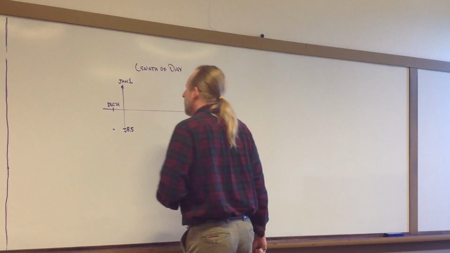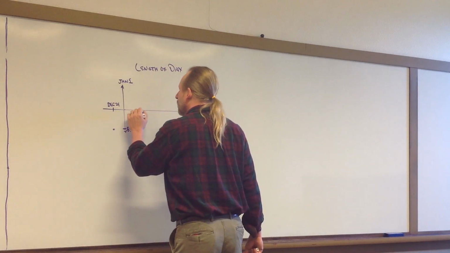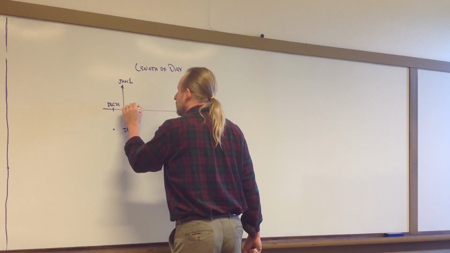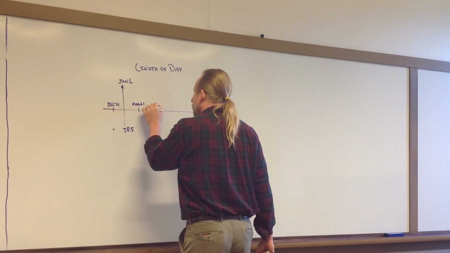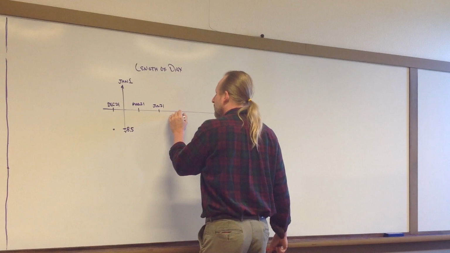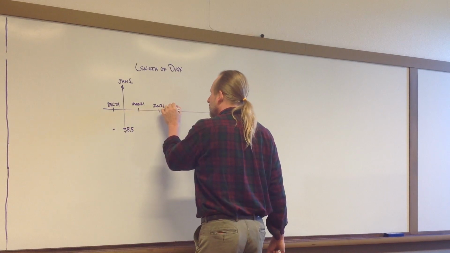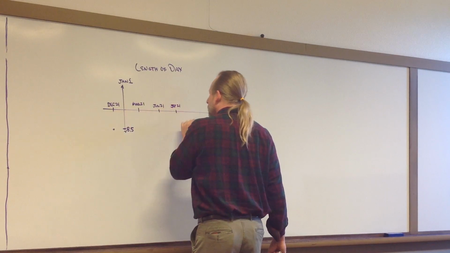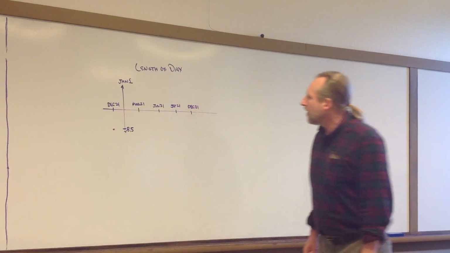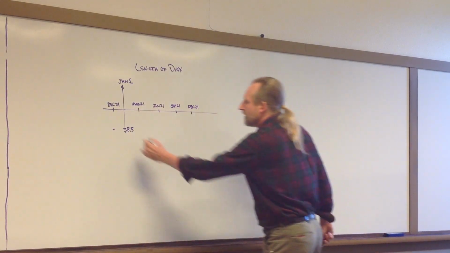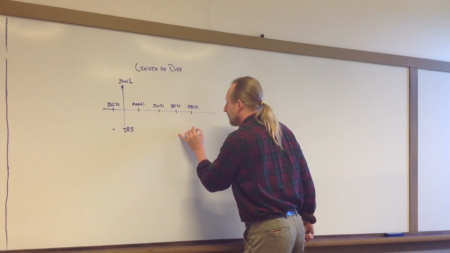Okay. And then over here somewhere we have the midline value. We'll call this March 21st. And then we've got the longest day on June 21st. Another equinox on September 21st. And then that brings us back to the minimum, which is going to happen in the following December.